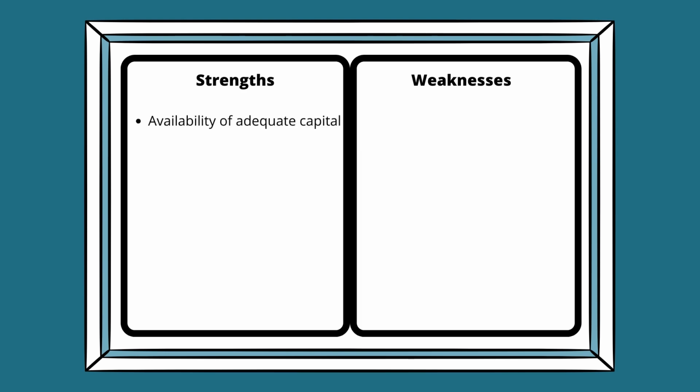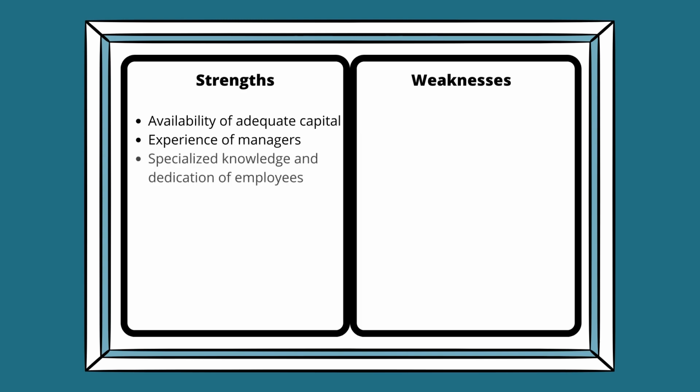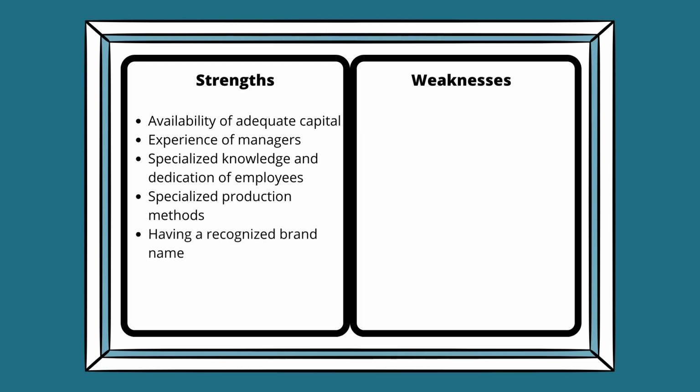Availability of adequate capital, example, businesses having sufficient capital, and could run the business, even if incur some losses. Experience of managers, example, the managers of the businesses having a good experience in the business field. Specialized knowledge and dedication of employees, example, having educated and loyal employees. Specialized production methods, example, businesses having updated technological methods. Having a recognized brand name, example, businesses having a unique name.